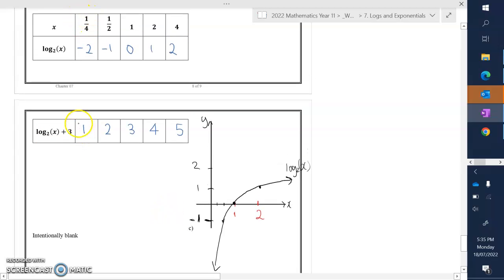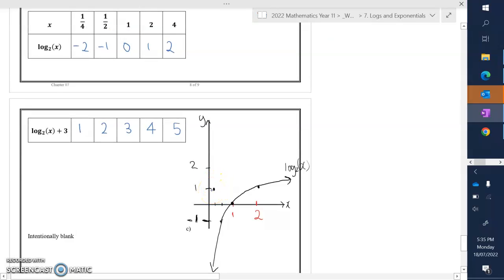So when x was a quarter, our log of base 2 of x plus 3 is 1. So we're basically here. I'll pop it in a different colour so we can see that a little bit better. Okay, when x is a half, our log of base 2 of x plus 3 is 2. Up here. When x is 1, we're at 3. So we're way up here. Okay, so I pop my points in there. I'm just going to join all these up now.